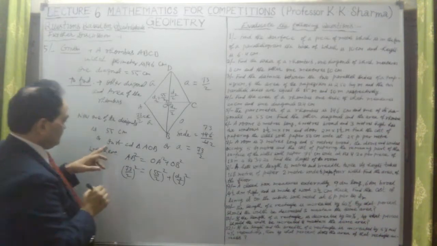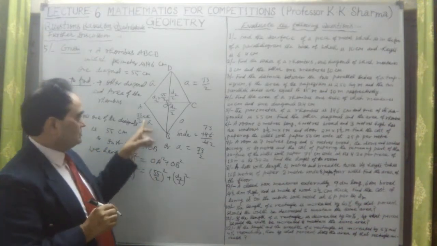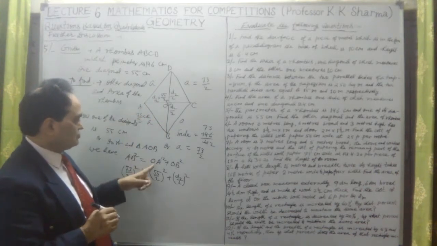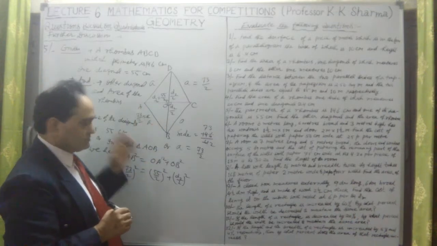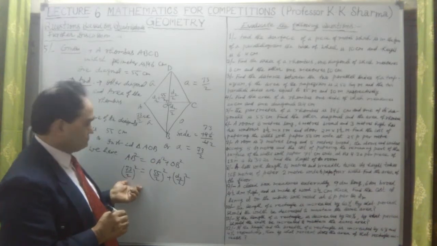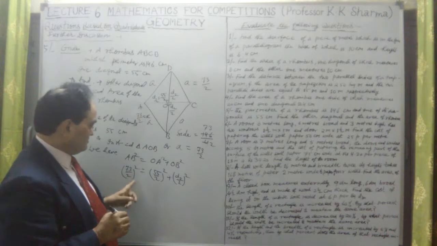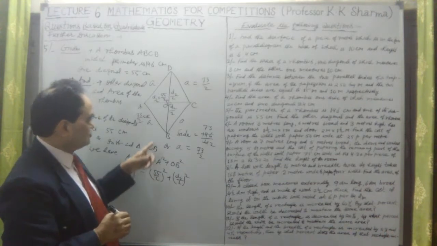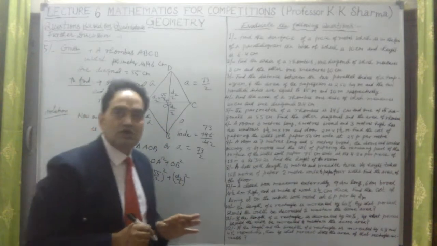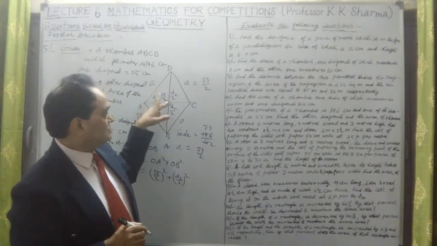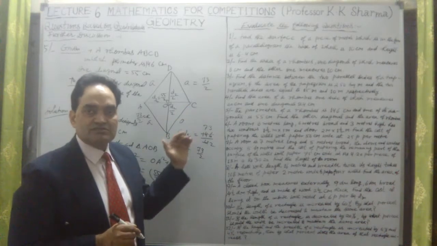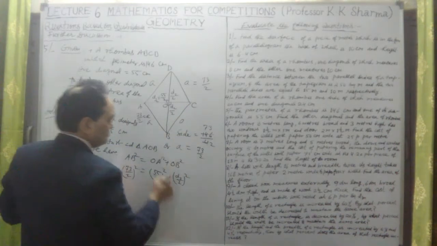So we have substituted. Now in the right angle triangle AOB, by Pythagoras theorem, AB square is equal to OA square plus OB square. So 73 by 2 whole square equals 55 by 2 whole square plus d2 by 2 whole square. OB is d2 by 2, half of the second diagonal, because O is the midpoint, since diagonals of the rhombus bisect each other at right angles. Now let me solve it.